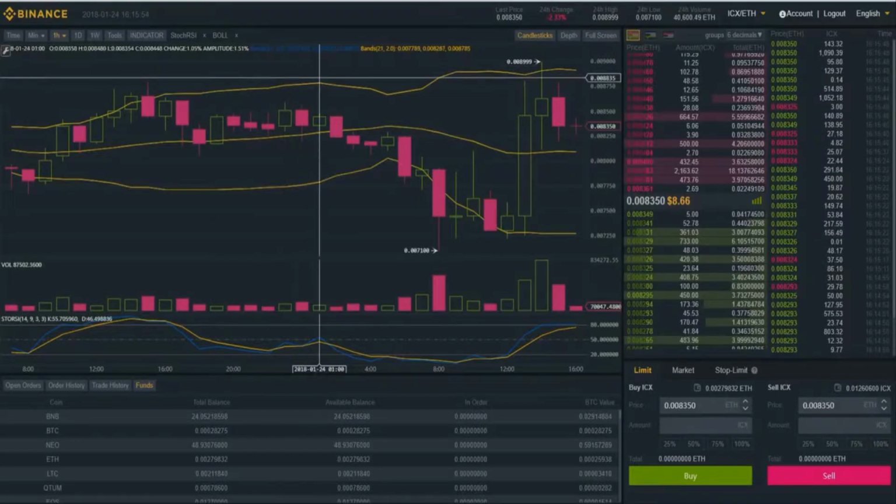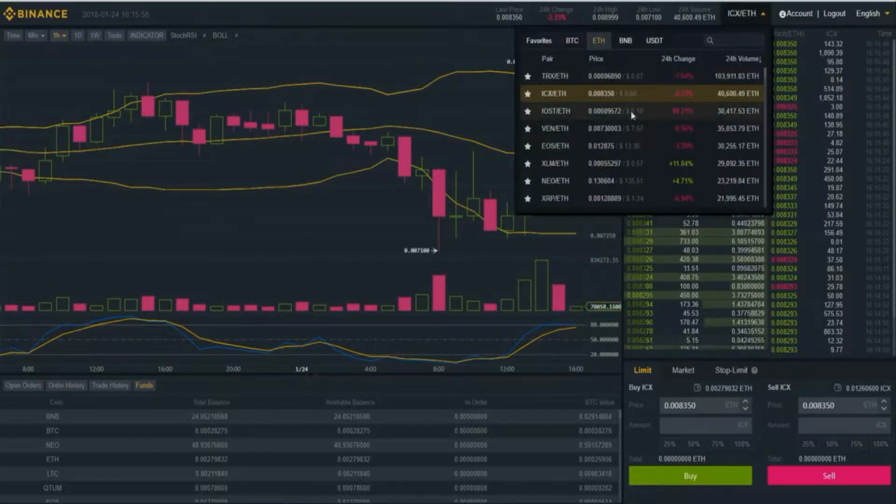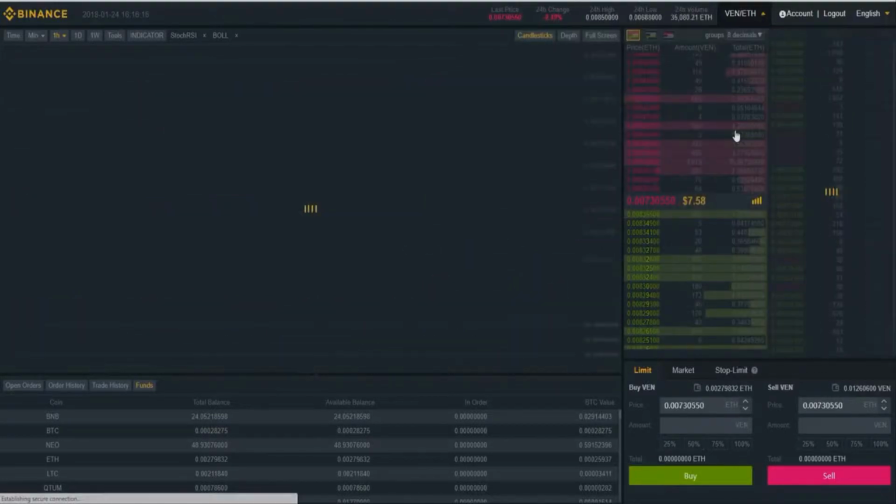So here we go. Let's get on an actual really good currency for day trading. The first thing I like to do when I'm looking for a day trade cryptocurrency is search by 24-hour volume. You're going to want to find a currency that has a ton of volume, so that way the price goes up and down quite often and isn't just sitting there with no one making trades. So 35,074 Ethereum were traded in VEN, that's VeChain. So let's click on VeChain.